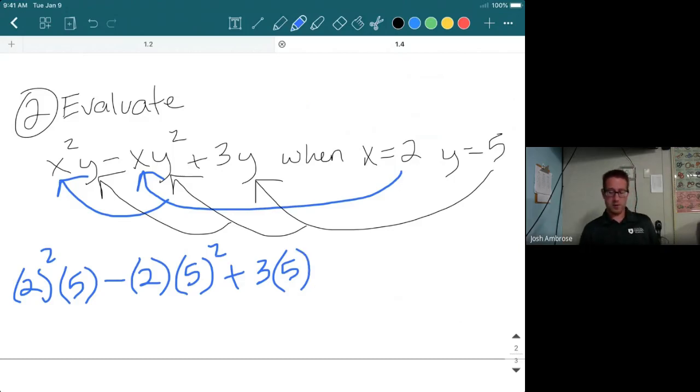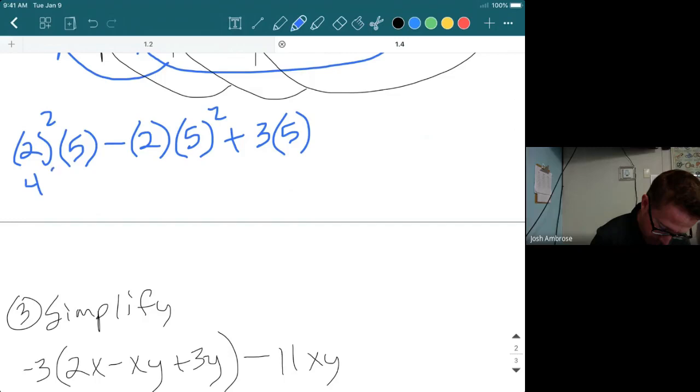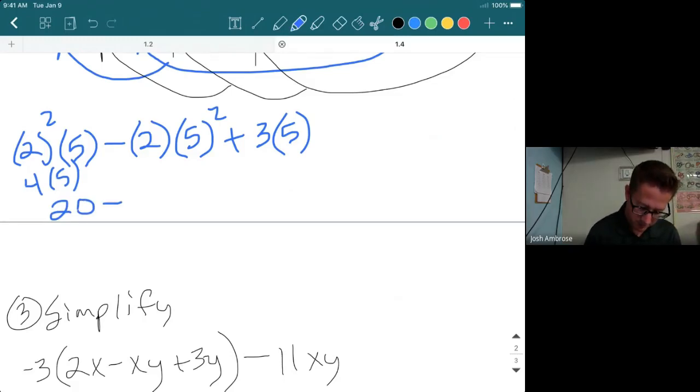Okay, so order of operations, guys, that's all we're working with here. So let's proceed with 2 squared is 4. That's going to be multiplied by 5. That's going to give us 20. Okay, minus, you have 5 squared, which is 25. That's going to be multiplied by 2. That's going to give you 50. Plus, and then you have 3 times 5, and that's going to give you 15.